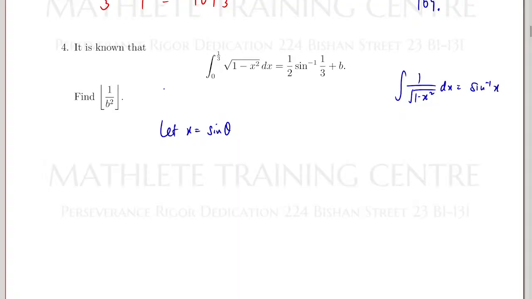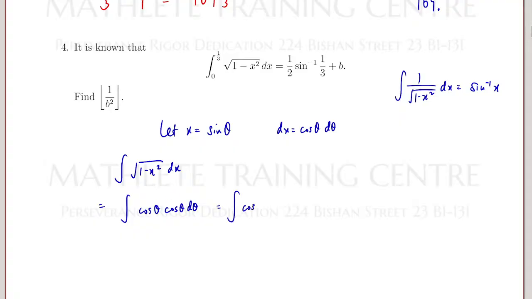Okay, now how does this change the question? If I have the integral of square root of 1 minus x squared, basically what I'm saying is that this thing here I can change to the integral of cosine theta, right? Because this simplifies to cosine. But of course, if x is sine theta, then dx will be cosine theta d theta. So because of that, I need to multiply by another copy of this. So actually, this is the integral of cosine squared theta d theta.